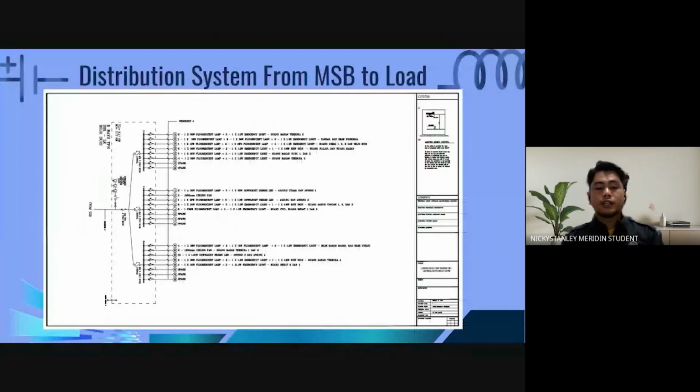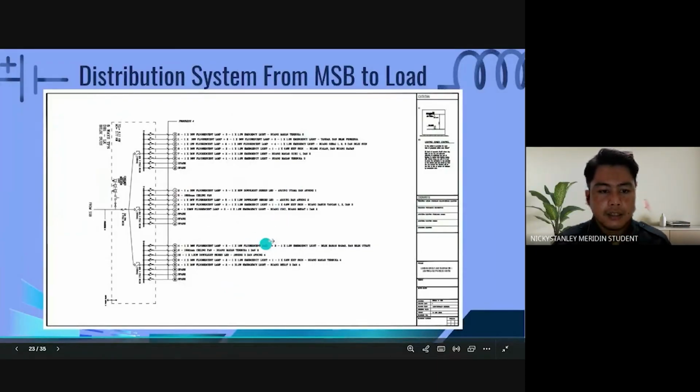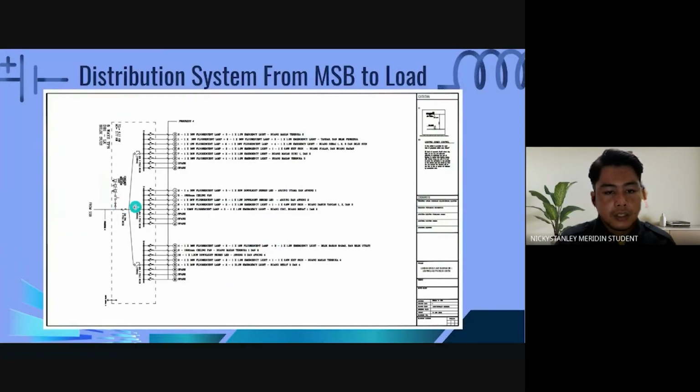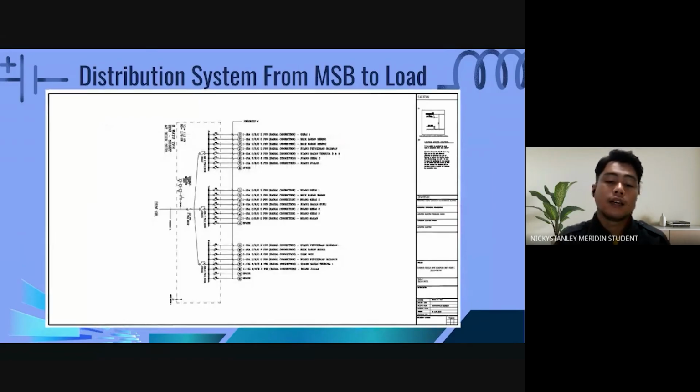So this is the next slide. This is the single line diagram for the lighting DB. For the lighting we use RCCB. The sensitivity value is 100 mA. For the socket, 30 mA. For the water heater, 10 mA. So let's continue to the next slide. This is the single line diagram for the socket. Then let's go to the next slide.